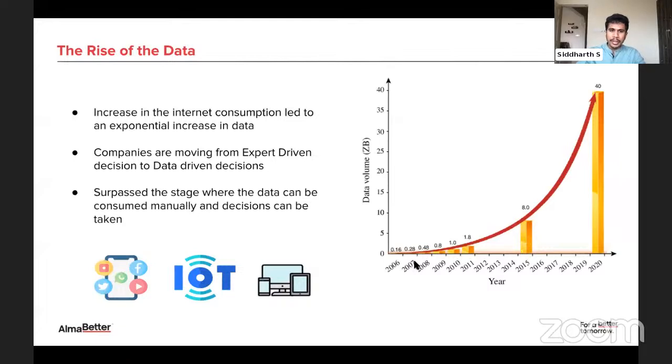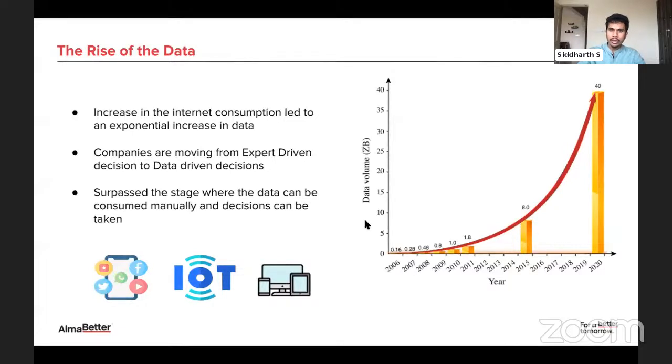If you see the companies, earlier it used to be mostly expert driven decisions, which means there used to be a head who would take the decisions. But now they are moving from expert driven decisions to data driven decisions, which means we have so much data, we'll rely on the data itself. We don't need any other expert. That's the reason data scientists are becoming the new experts now. So it's quite important that someone understands a little bit of data science to survive in this world.